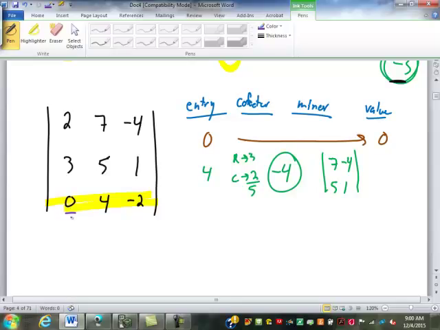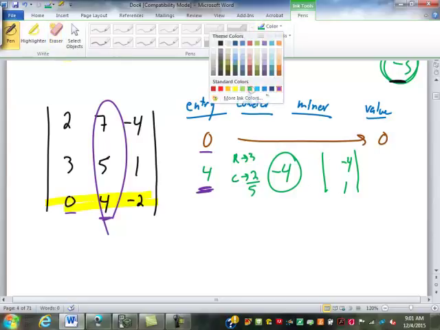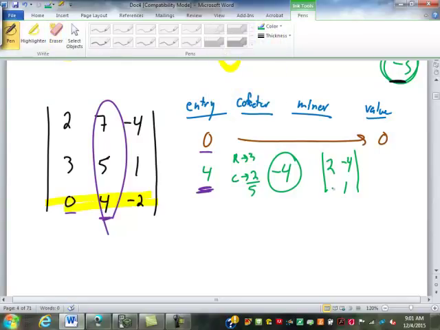Well, if we're expanding around, oh, wait a second. We're not expanding around 0, are we? We're expanding around 4. If it was a 0, that would have been the minor. It's not. Expanding around 4, it's 2, -4, 3, 1, because 4 is in this column, so that's the column I get rid of. Don't worry, I got caught on that one too.